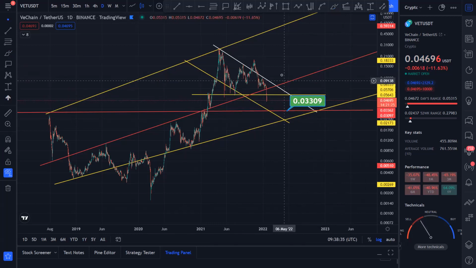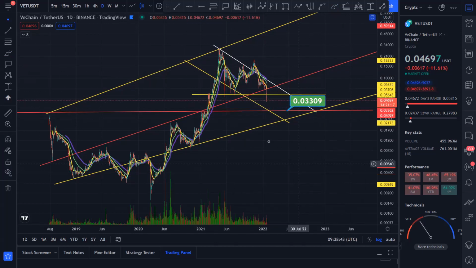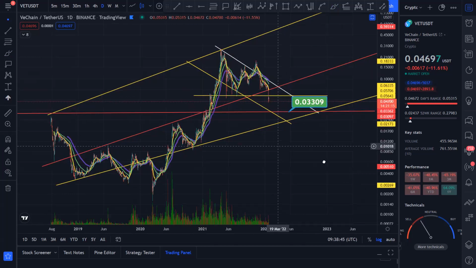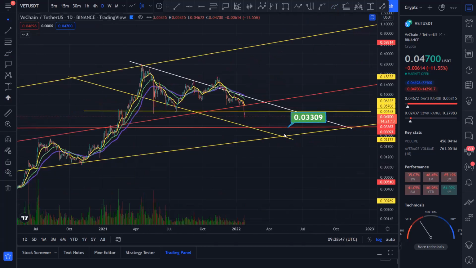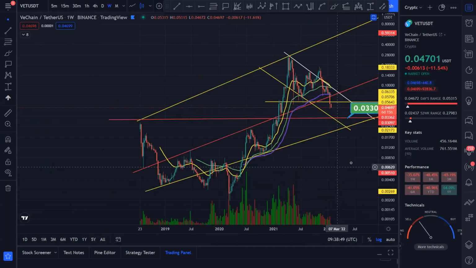I have given you this white resistance line since we were, I think, over here somewhere, showing how important and significant this white line is. And even if we look at the moving averages in the weekly, let's take a look at it in the weekly.